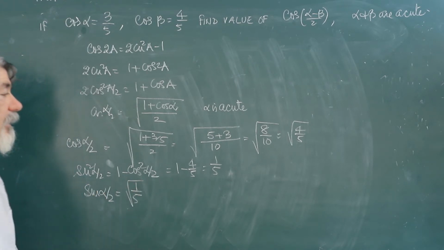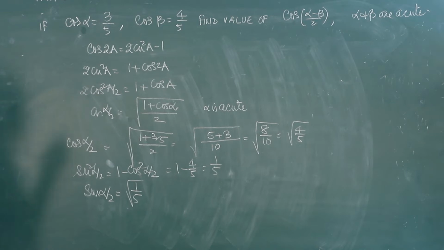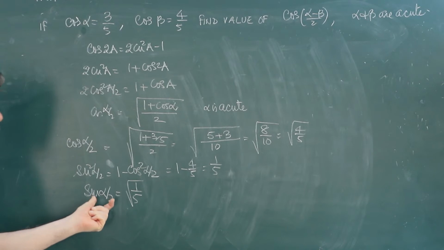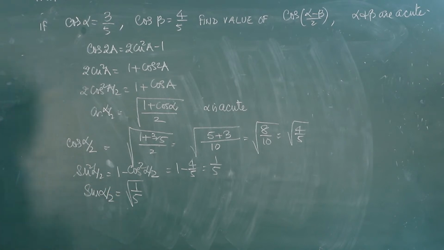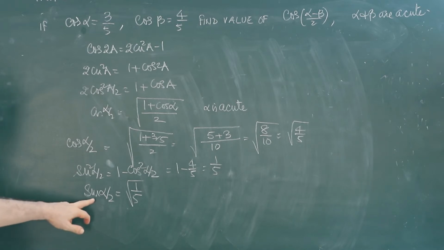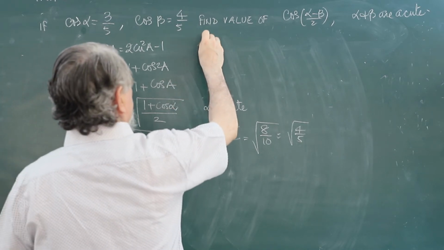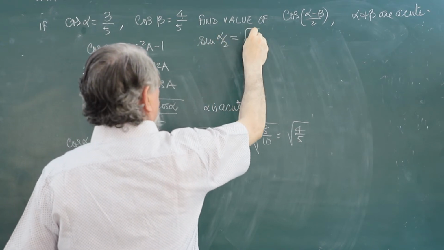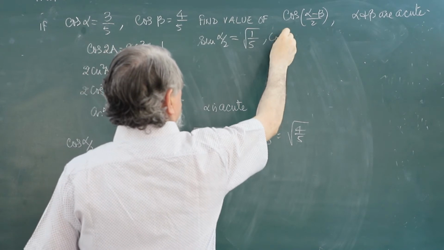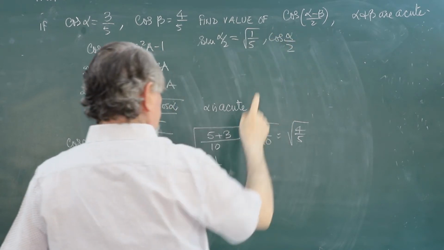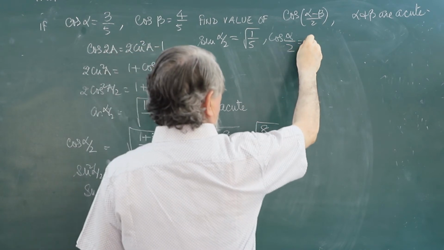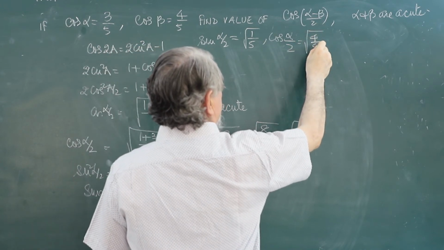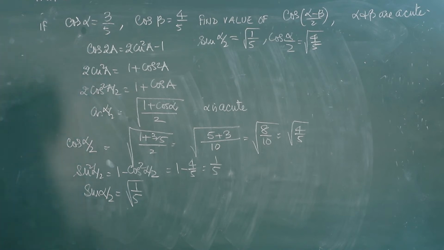I am not taking the negative sign because alpha and beta are acute, and alpha by 2, beta by 2 obviously will be acute, positive, falling in the first quadrant. So I have got sin alpha by 2 as under root 1 upon 5, and cos alpha by 2 as under root 4 upon 5.